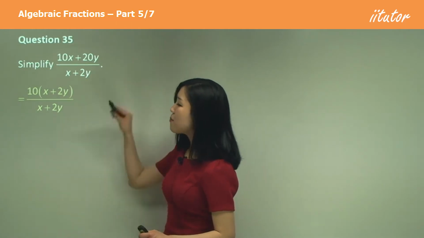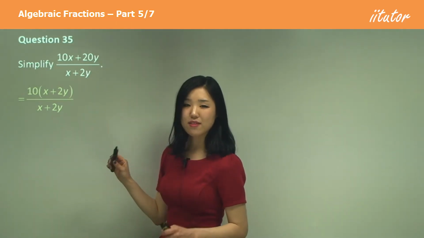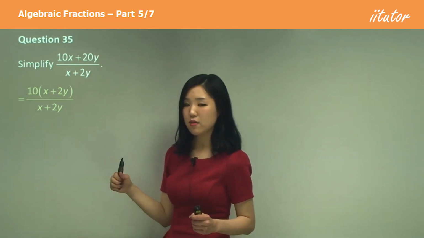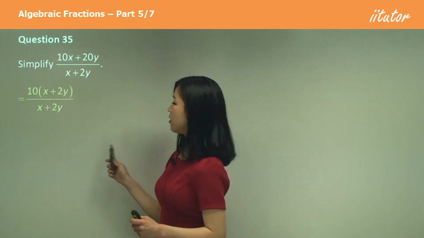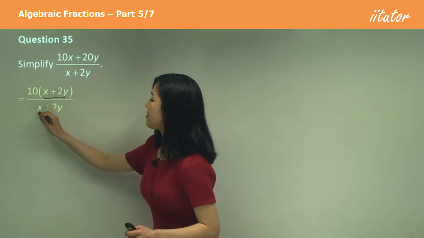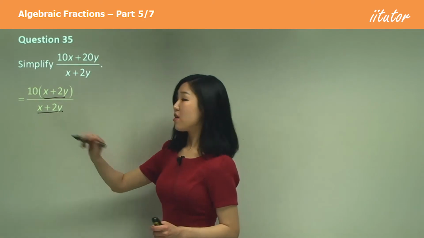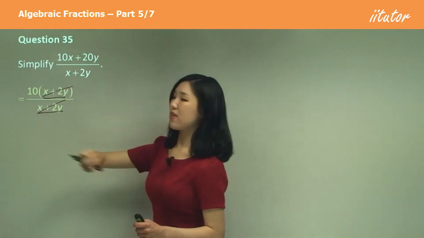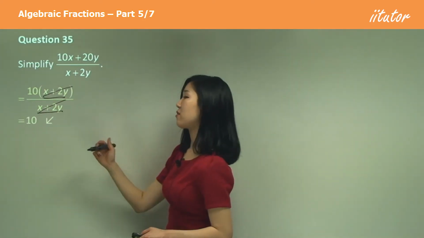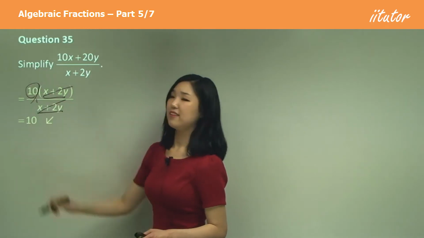And guys, now compare the numerator and denominator. Is there anything that we can cancel out? Is there anything common? See how x plus 2y is the same as x plus 2y? We can cancel that whole thing out. So the answer is just 10.